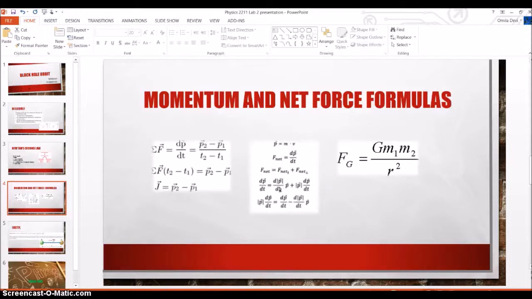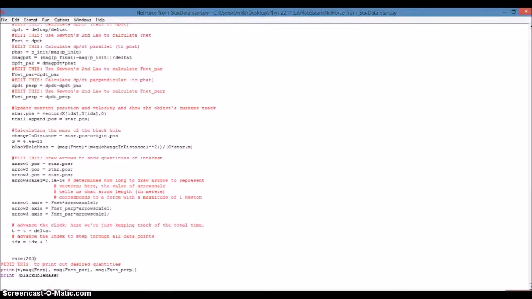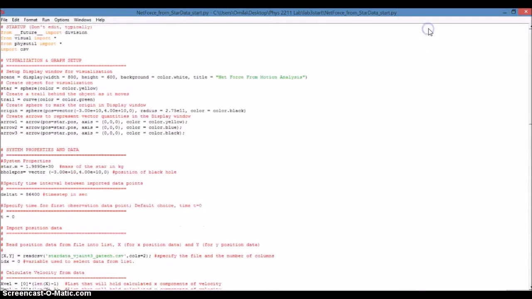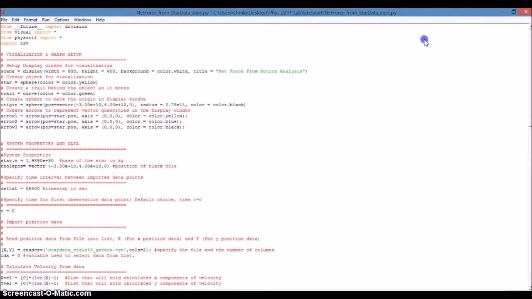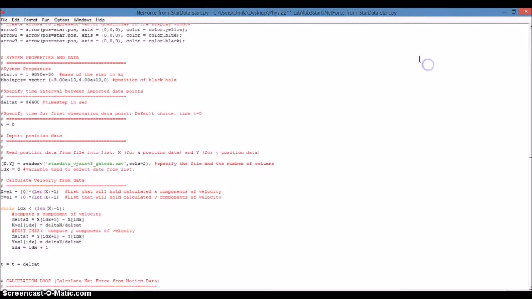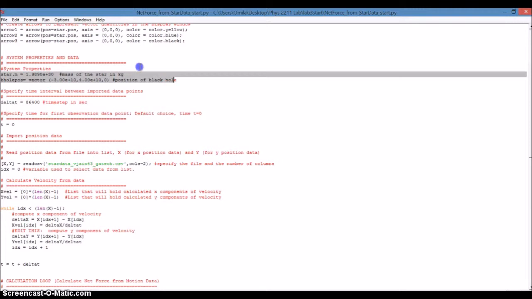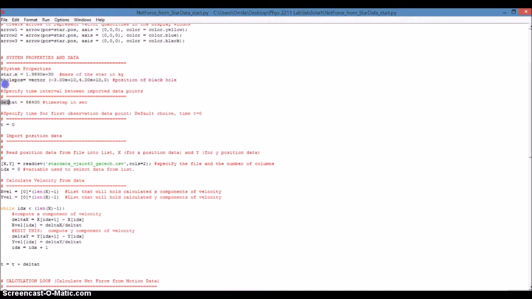Because this lab was so heavy on computational modeling, it is very important to touch on several key aspects of the Python code used to generate the model of the star's orbit. In terms of the system properties, the mass of the star was 1.9890e30 kilograms, and the position of the black hole was set in vector form as negative 3.00e10, 4.00e10, and 0 for the z component. Having this position was key to finding the relative position and distance of the star. The time step involved was 86,400 seconds.